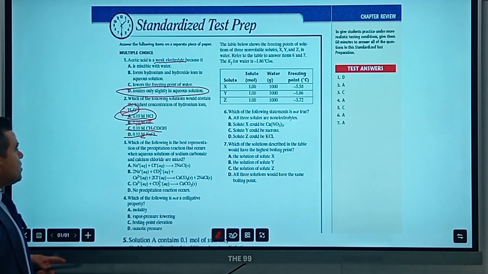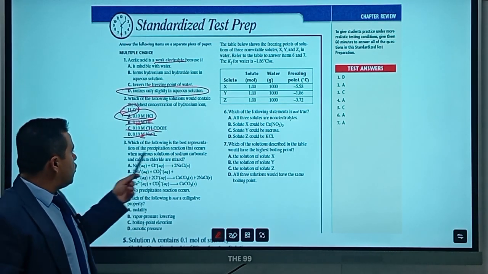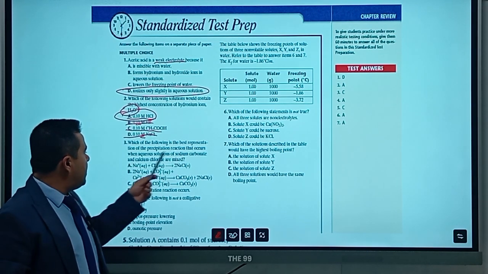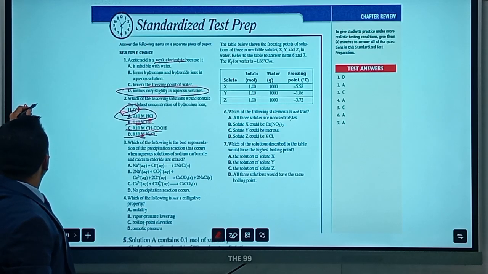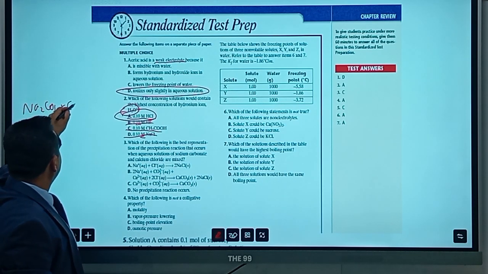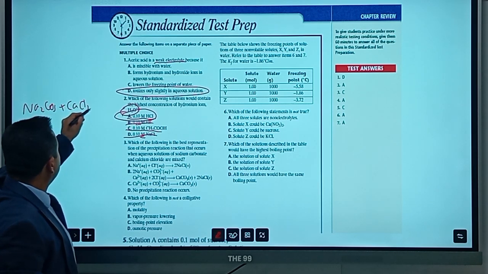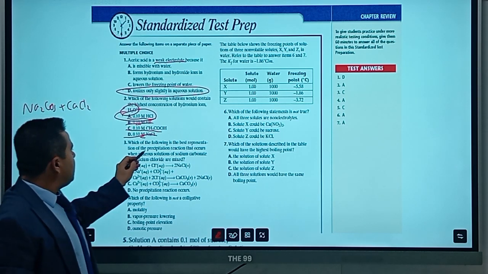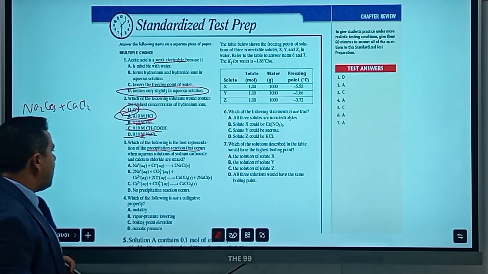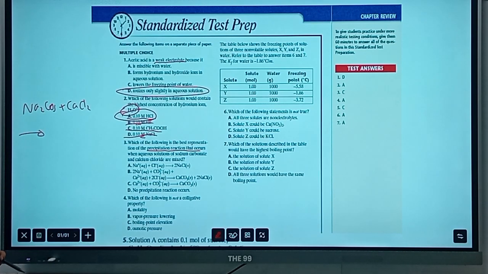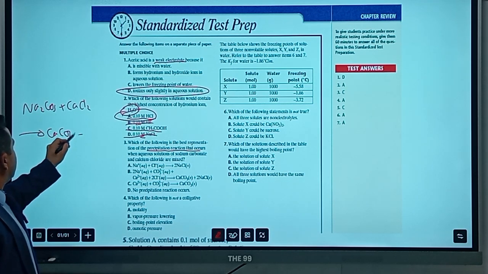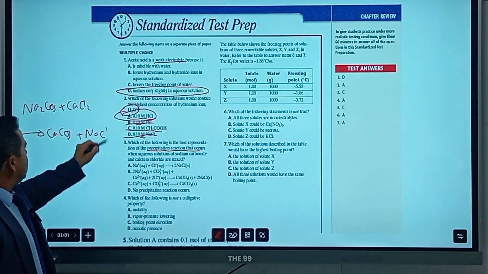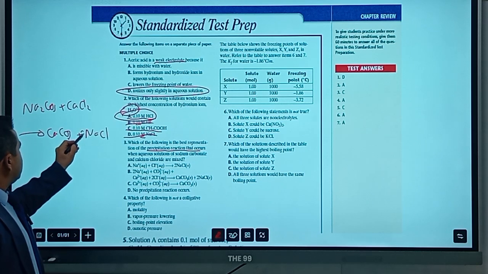Which of the following is the best representation of a precipitation reaction that occurs when an aqueous solution of sodium carbonate and calcium chloride are mixed? Sodium carbonate, guys, Na2CO3 plus calcium chloride CaCl2. It requires the precipitation reaction that occurs between them. Let's just complete it. CaCO3 will be the product, and NaCl is the other product.